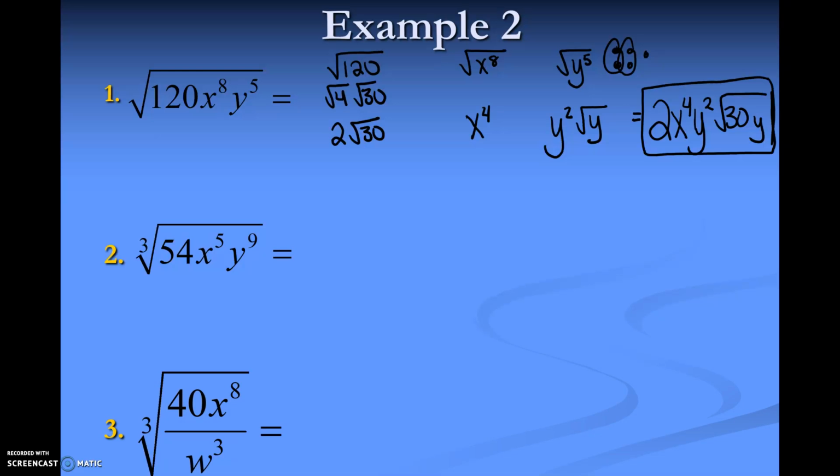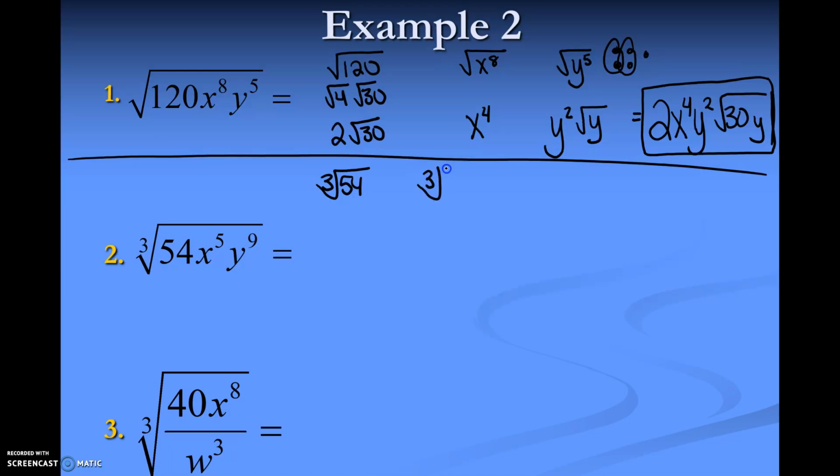Next, we need to do the cube root of 54, x to the 5th, y to the 9th. This time, we are talking about the cube root of 54, the cube root of x to the 5th, and the cube root of y to the 9th. The most difficult part of this is the cube root of 54, because you need to think about your perfect cubes, which I will write a list of on the board. I will give you a list of perfect cubes for the test.